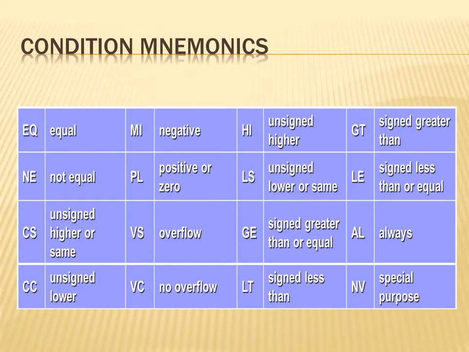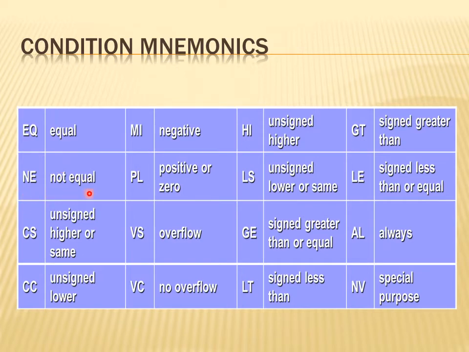Okay. Now which are the different condition mnemonics available in the ARM instruction set? So EQ, these are all the short forms available. And the meaning of these short forms, or the full form, is written in front of that. So EQ stands for equal, equality.